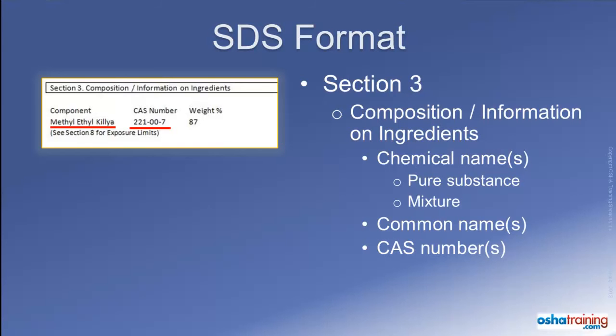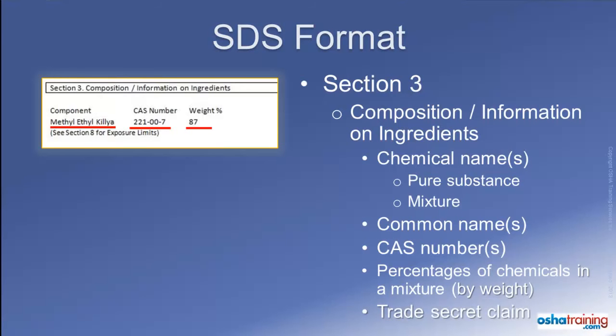When the product is a mixture of hazardous chemicals, the safety data sheet will also list the concentration of all ingredients which are classified as hazards, expressed in either percentages or ranges by weight. And for chemicals where a trade secret is claimed, there will be a statement that the specific chemical identity and/or its composition have been withheld as a trade secret.